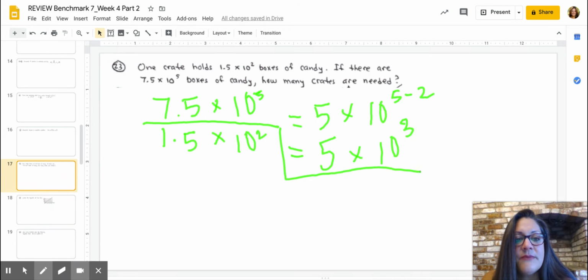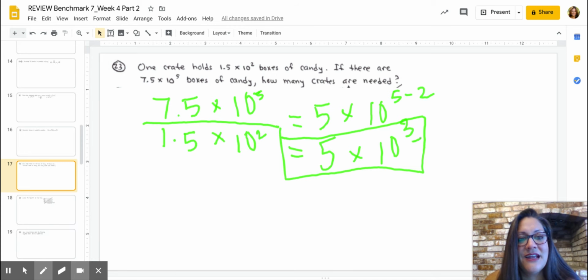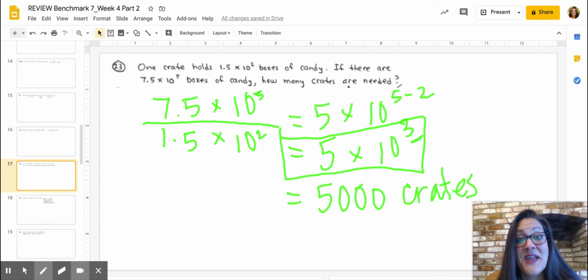But because I worked out the scientific notation, and it just makes me curious because I like candy, if I were to put this into standard notation, I would move my decimal 3 spots. So that would go 1, 2, 3. I'm going to need this many crates. But the scientific notation is your answer. All right, a lot of crates, a lot of candy.